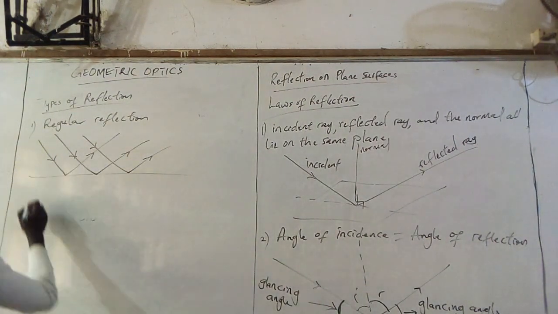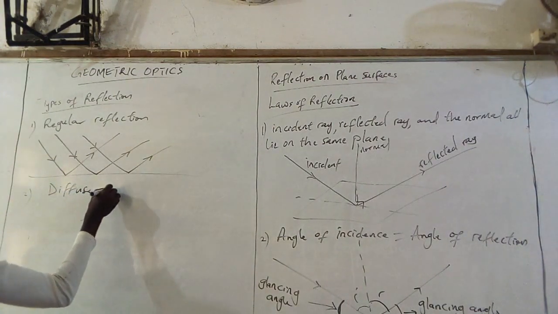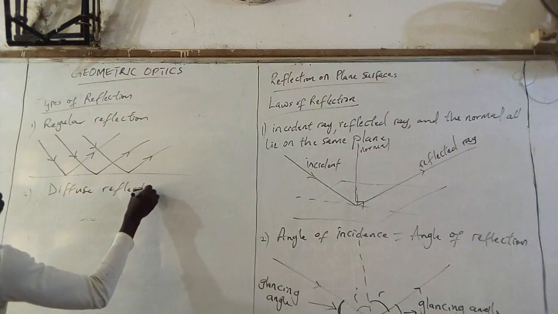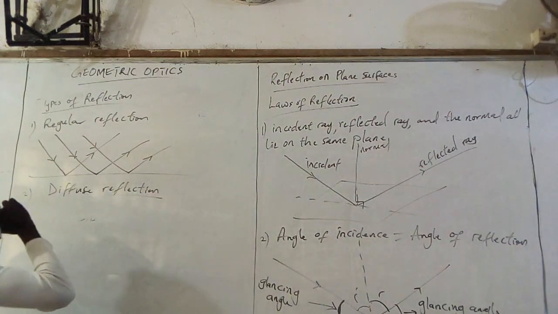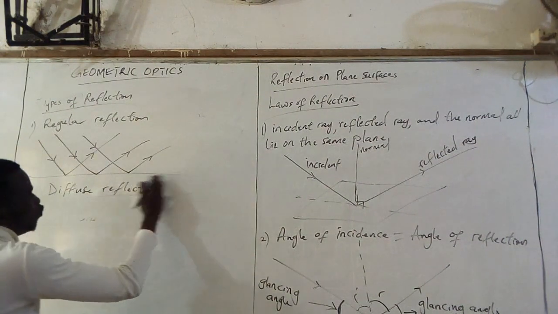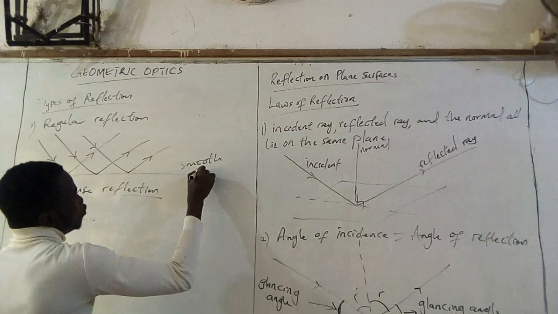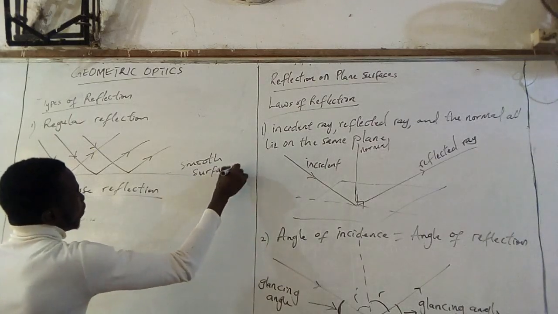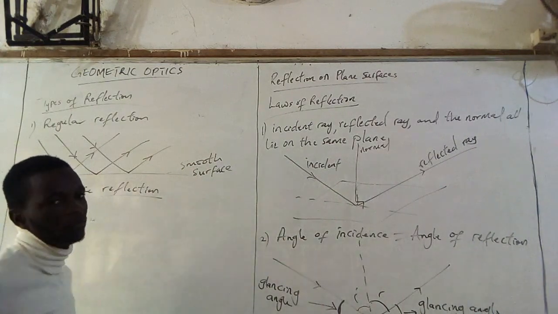Then the second one is the diffuse reflection. Now, regular reflection is always produced when the surface is smooth, just like a plane mirror.